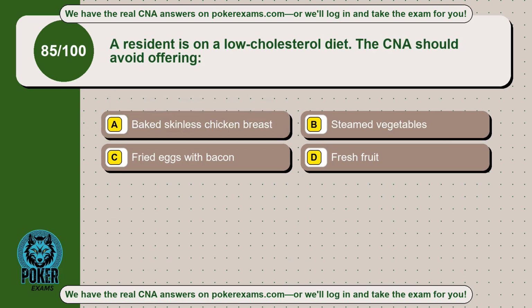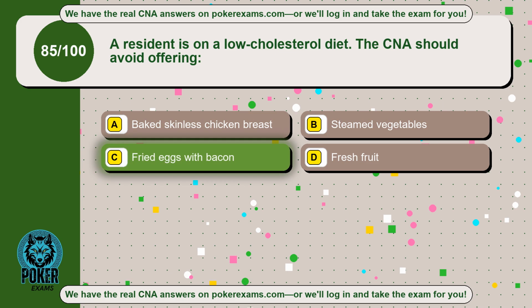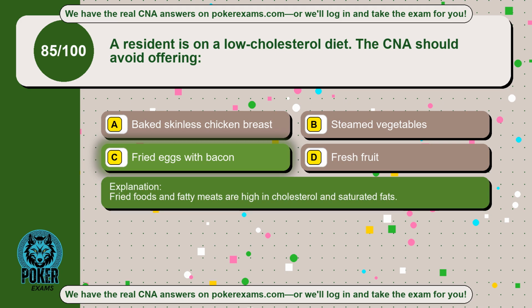Question 85. A resident is on a low cholesterol diet. The CNA should avoid offering: Option A, baked skinless chicken breast. Option B, steamed vegetables. Option C, fried eggs with bacon. Option D, fresh fruit. The correct answer is option C. Fried eggs with bacon. Fried foods and fatty meats are high in cholesterol and saturated fats.